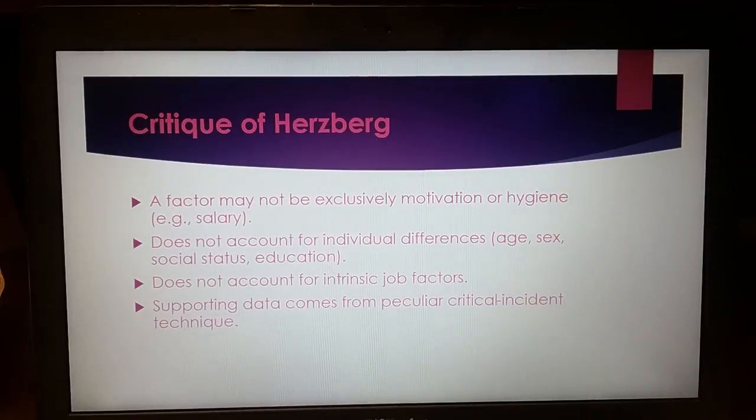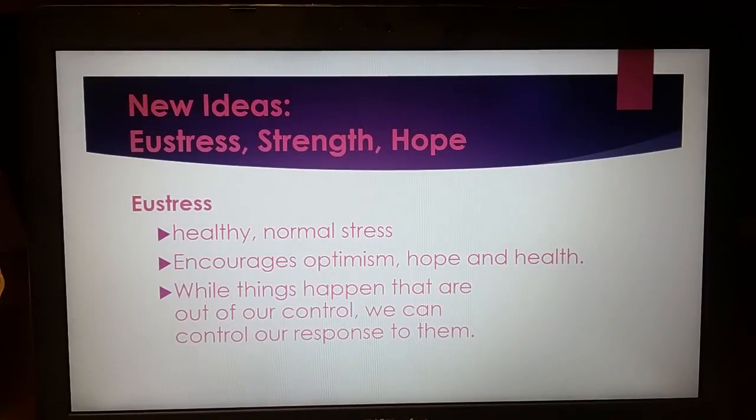Okay, moving on. This whole idea of motivation in the workplace. These are some new ideas. This idea of eustress, which is a positive, healthy stress, goes back to some of the things we talked about in the previous chapters about self-monitoring and emotional intelligence. Yes, there is stress, but there's this whole idea of good stress, that we're able to control our response to it.